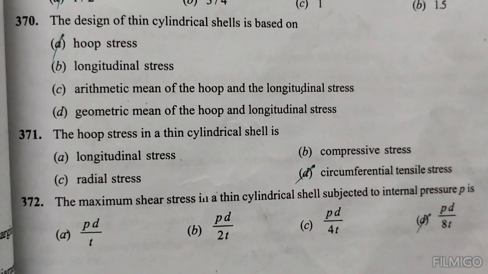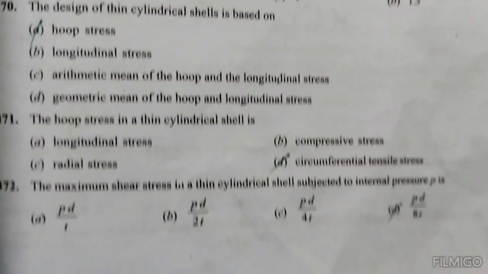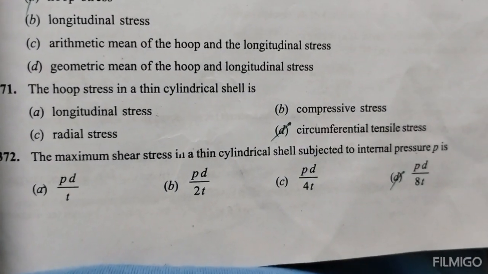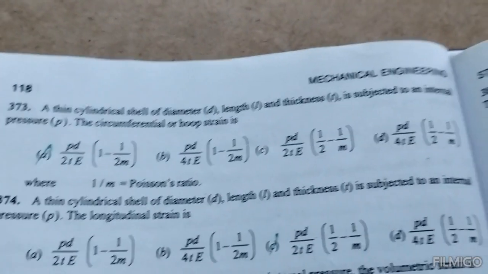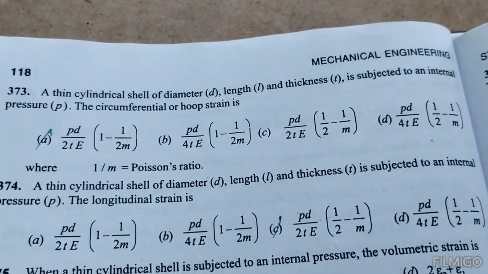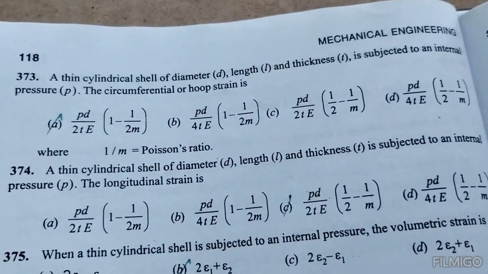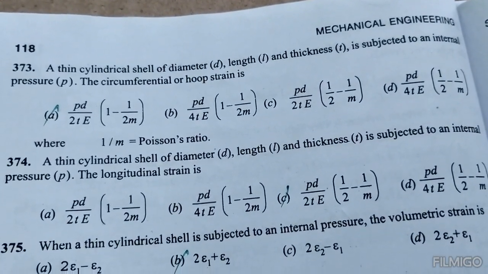The hoop stress in a thin cylindrical shell is a circumferential tensile stress. The maximum shear stress in a thin cylindrical shell subjected to internal pressure is pd by 8t. A thin cylindrical shell of diameter d, length l and thickness t is subjected to an internal pressure. The circumferential hoop strain is pd by 2tE times 1 minus 1 by 2m.